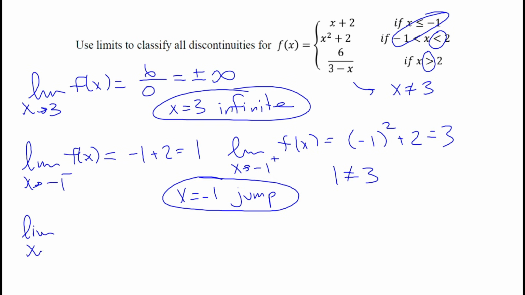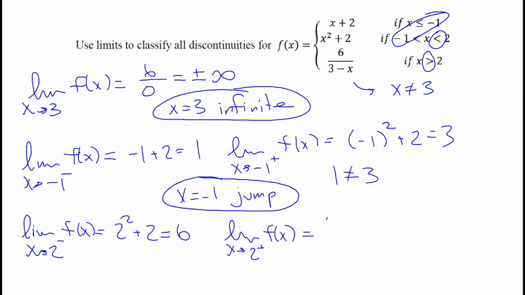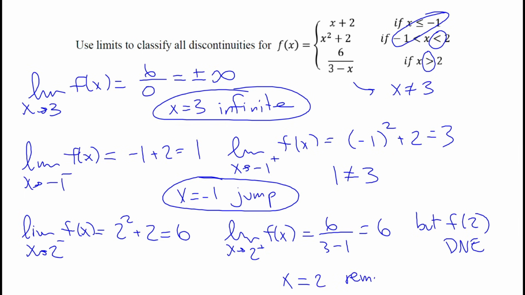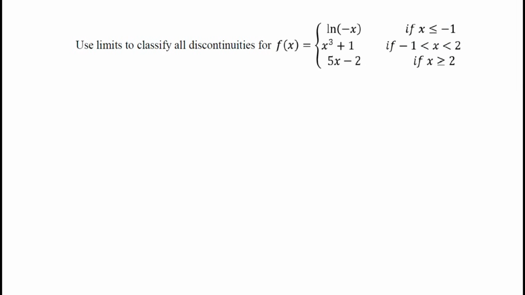The limit as x approaches 2 from the left of f of x is 2 squared plus 2, which is 6. And the limit as x approaches 2 from the right of f of x is 6 over 3 minus 1, which is also 6. So since those match up, if the function was defined there, we wouldn't have a discontinuity. But f of 2 does not exist, which tells us the limit exists, but the function doesn't. X equals 2 is a removable discontinuity. So always make sure you check those inequalities in these piecewise defined functions.